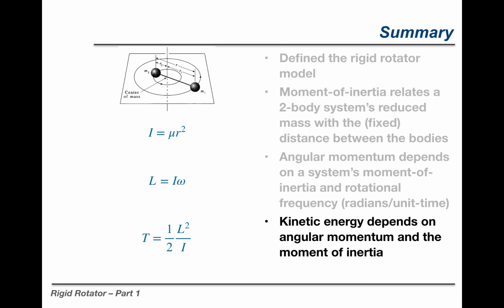So what we've done here in this summary slide is to outline the 4 key takeaways from this video. First, the general description of the rigid rotor system. Second, two new terms that are helpful in our physical description of rotating systems, namely the moment of inertia I and the angular momentum L. And lastly, a new form of kinetic energy that makes use of L and I, 1/2 L squared over I. That's it for now.